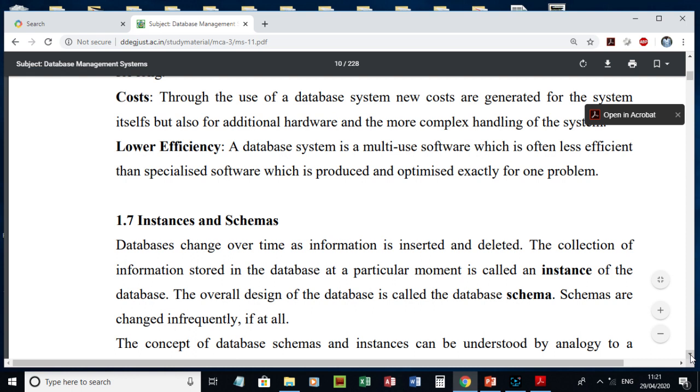Now, instances and schemas. Databases change over time as information is inserted and deleted. We insert data into the database. The collection of information stored in the database at a particular moment is called an instance. The instance is the records, the values, the tuples. Another name for the information stored in the database is instances.